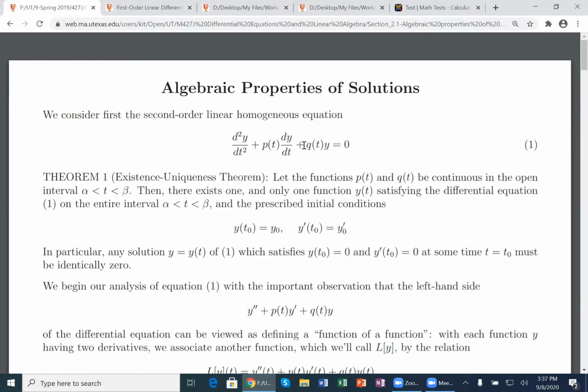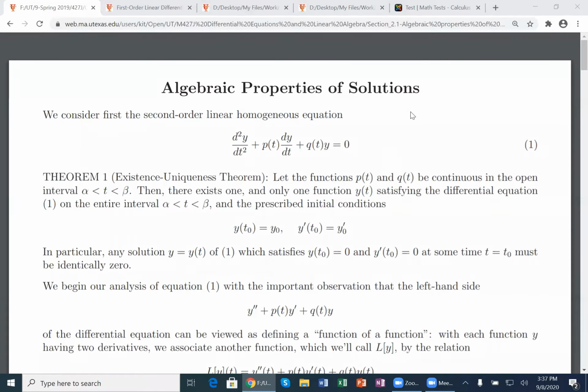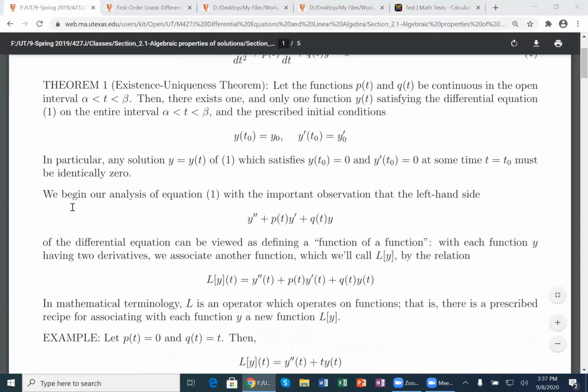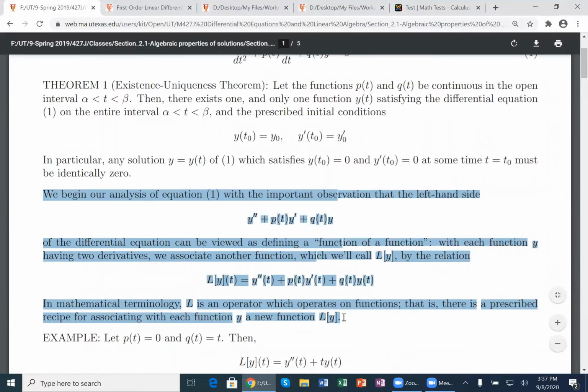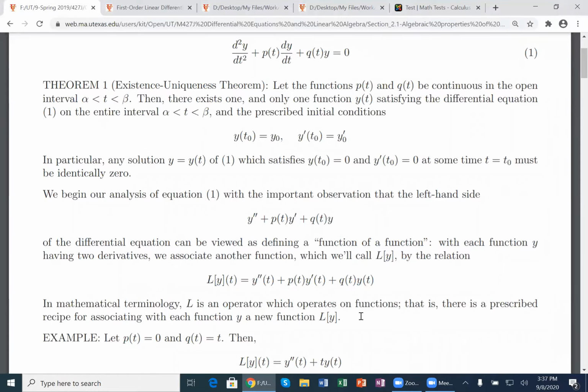Is it because of the linear operator? All right, perfect. It's because the left-hand side is a linear operator. Next question is, what is an operator? So, please take a look at what is written over here. First of all, we can think about an operator as a function of a function.